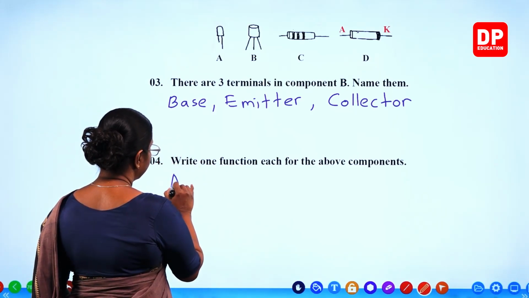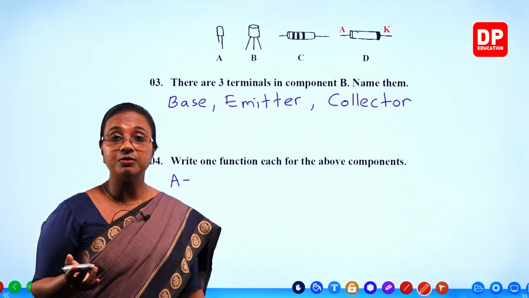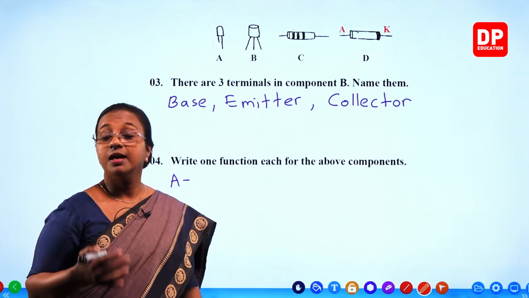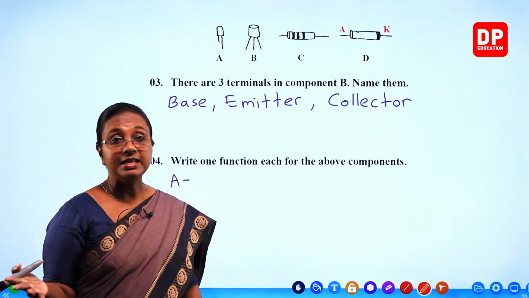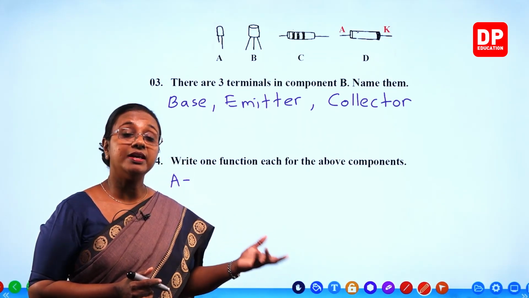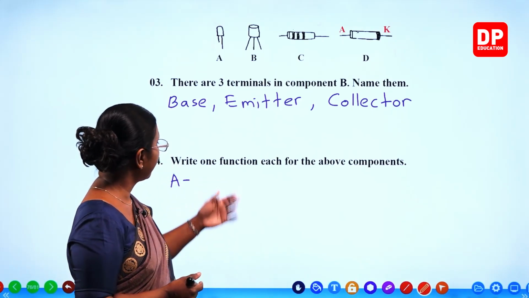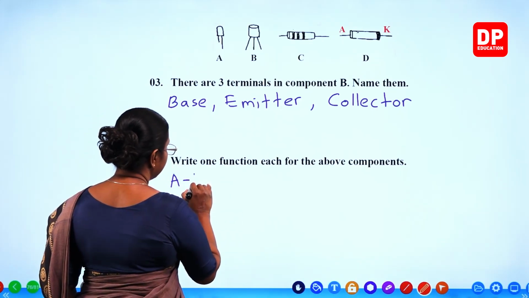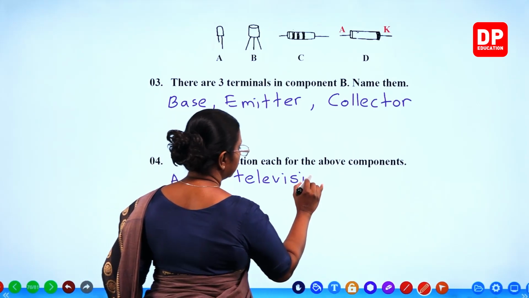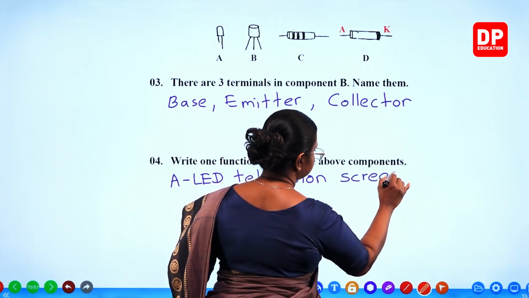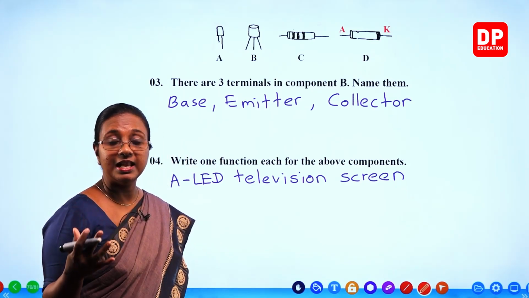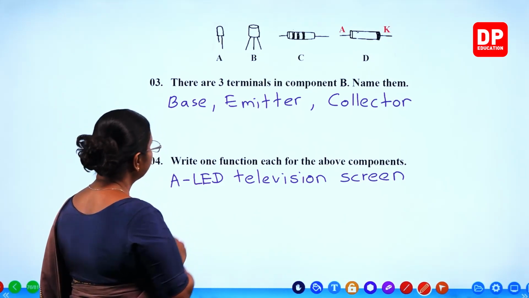A, what is the function? It is a light emitting diode. If it is a white light emitting diode, we can use it for lighting of houses, torches, headlights, LED televisions. So for all that, we can use an LED or even as an indicator. So we can write any one function. I can say LED television screen. You can write any other function also. Pointers, LED torches, LED lights, LED headlights, anything can be written.